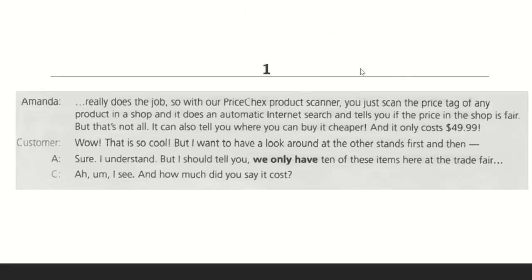It really does the job. So with our Price Checks product scanner, you just scan the price tag of any product in a shop and it does an automatic internet search and tells you if the price in the shop is fair. But that's not all. It can also tell you where you can buy it cheaper. And it only costs $49.99. Wow, that is so cool. But I want to have a look around at the other stands first, and then. Sure, I understand. But I should tell you, we only have 10 of these items here at the trade fair. I see. And how much did you say it cost?